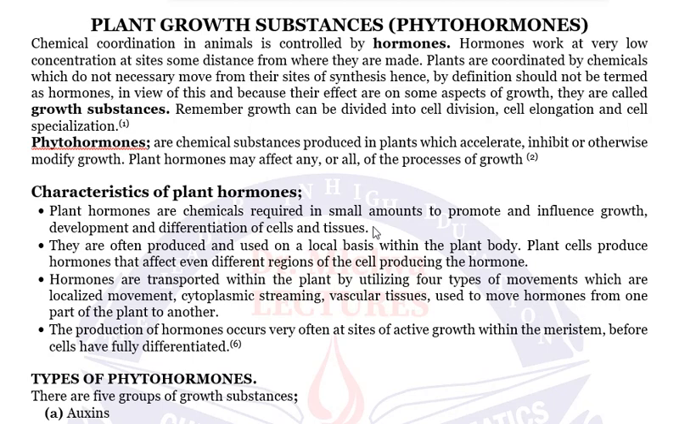Now, the second characteristic: they are often produced and used on a local basis within the plant body. This is different from animal hormones. In animals, the endocrine hormones are produced in some regions of the body known as glands, and they are transported by blood to different sites known as the target site. In the target site we have receptors which receive the hormones, and then we have different mechanisms by which the hormones exert their effect.